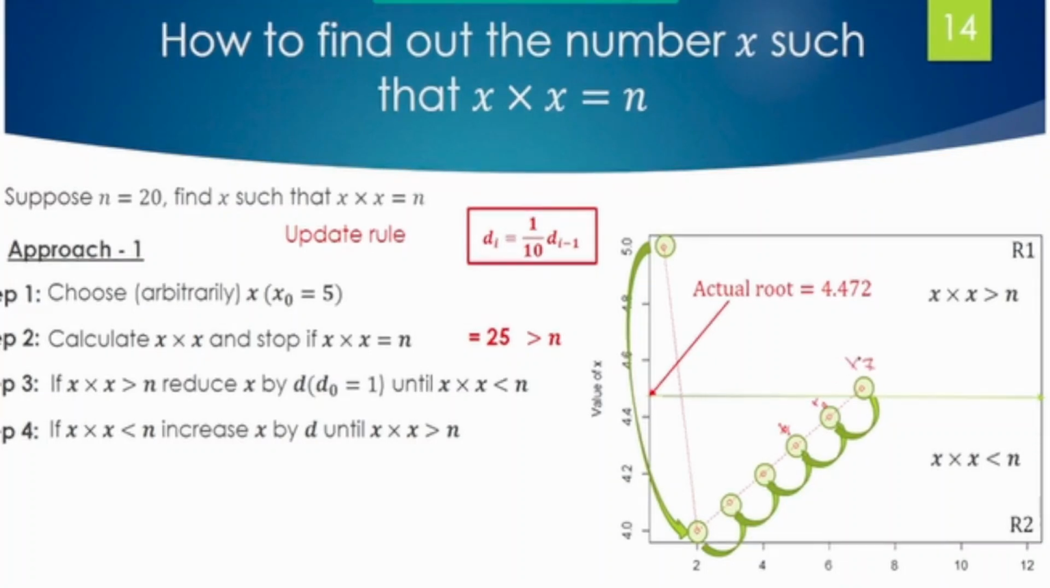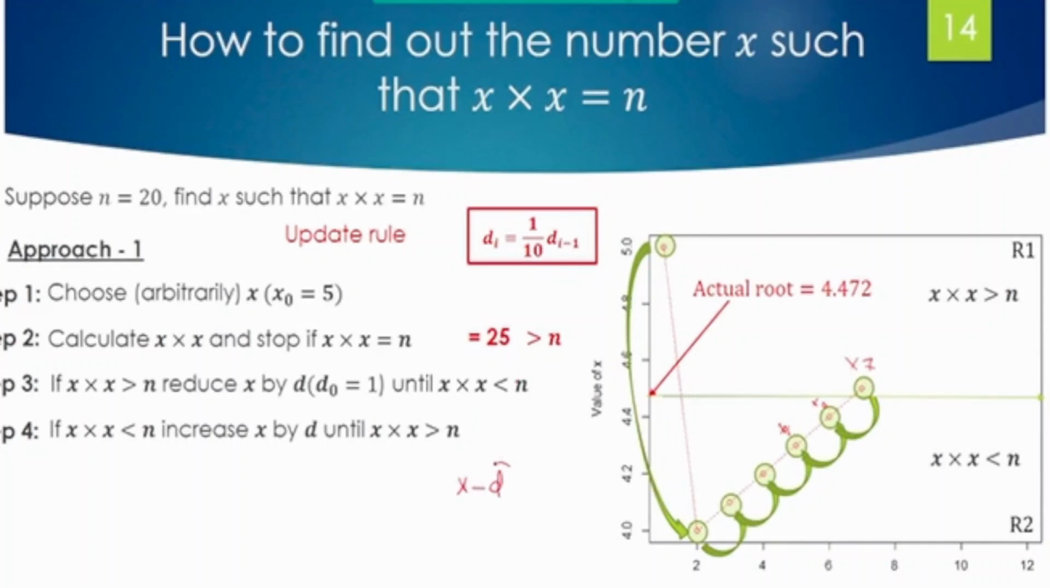Now see this x7, this is on the other side, in the other region. So here the value of x is greater than the actual root. Now you need to shift the direction of the movement, right? You need to change. So now you need to decrease it. Now how do you decrease? You will use the same formula, x minus d.